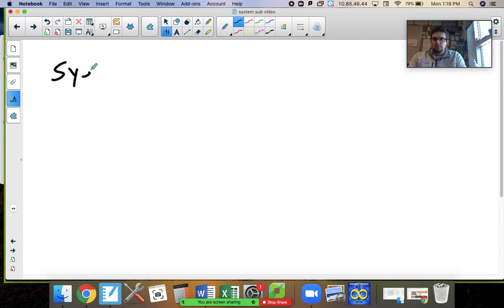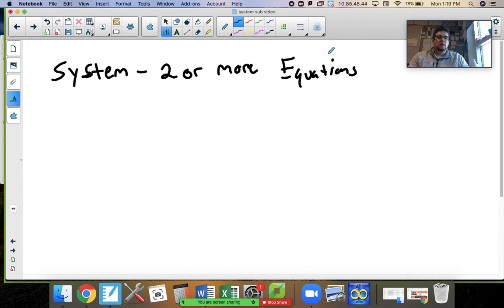So a system is when we have two or more equations. Because we have two or more equations, we'll have two or more letters, depending. Usually we have two letters, one letter per equation. What we looked at in September when we solved equations was one letter, one equation. Now we're going to have two letters and two equations. That way we can still have a unique solution.